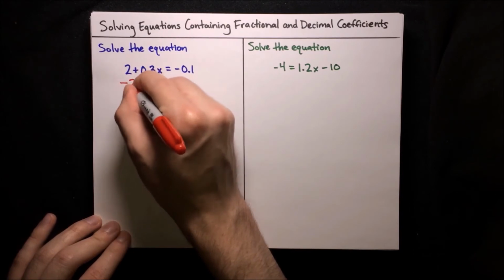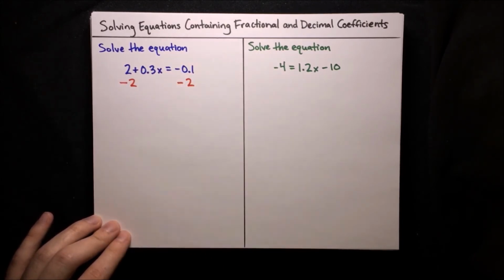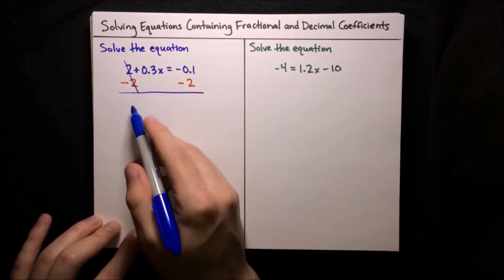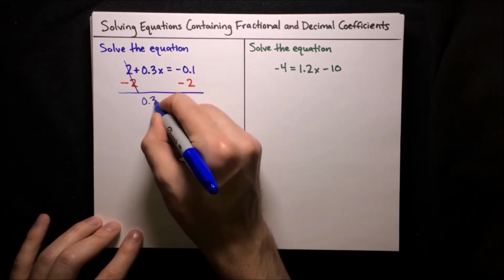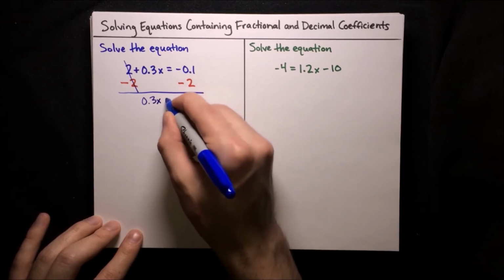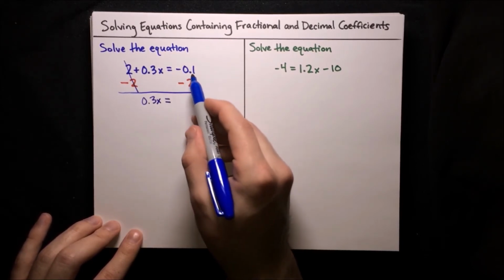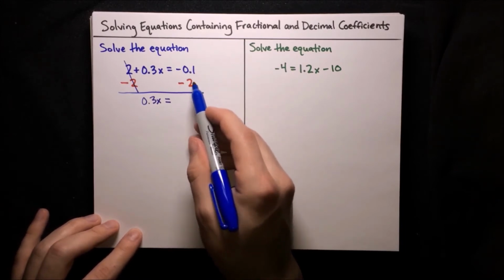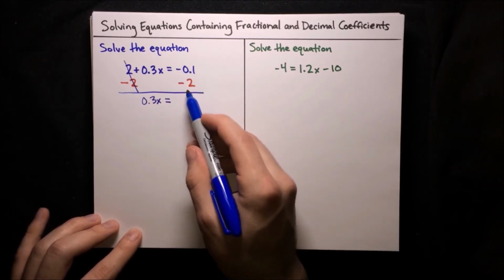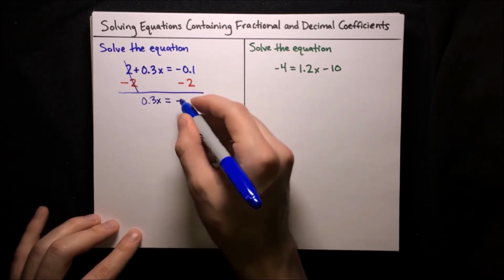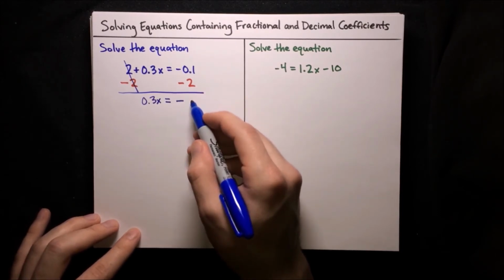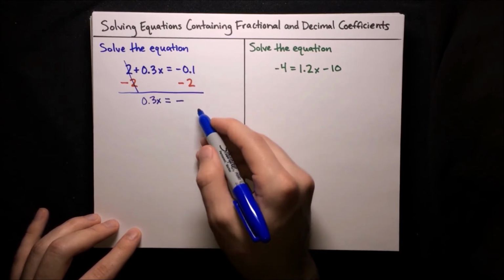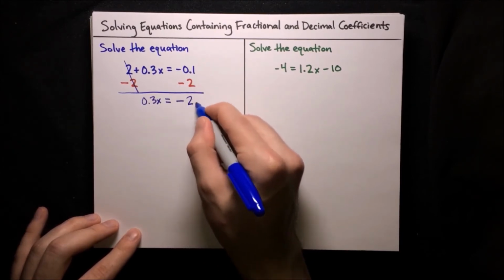That'll cancel out the 2. So we'll go ahead and do that. The result is that the 2 cancels with the negative 2, and we just have 0.3x on the left-hand side, and that's equal to negative 0.1 minus 2. You can also interpret this as negative 0.1 plus negative 2, and a negative plus a negative is a negative, and the number that goes after the negative you get by just adding these two numbers, 0.1 and 2. 0.1 plus 2 is just 2.1.